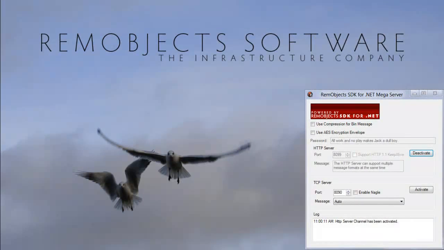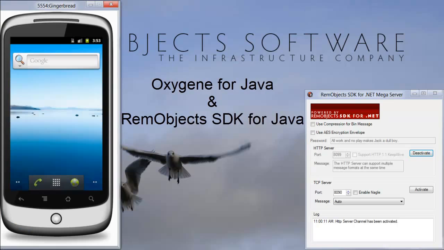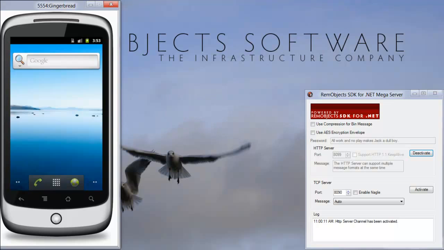In this video, I'm going to show you how to use Oxygene for Java and RemObjects SDK for Java to build an Android client for the Mega Demo server. Thanks to wire compatibility, this is going to connect from RemObjects SDK for Java with the RemObjects SDK for .NET, but I could just as easily be using the RemObjects SDK for Delphi Mega Demo server or any custom server.